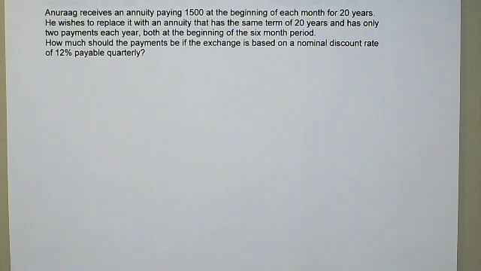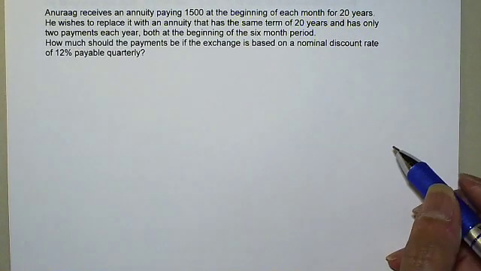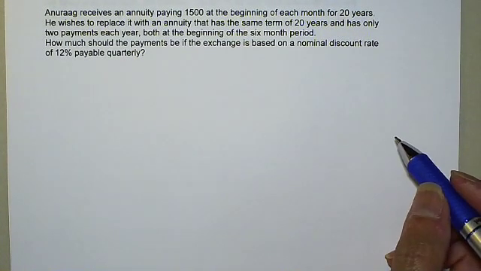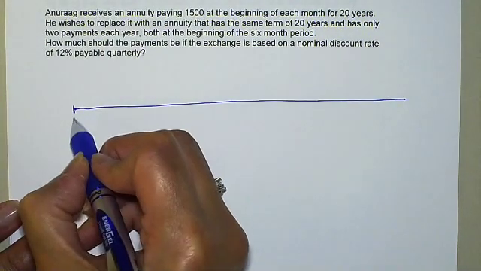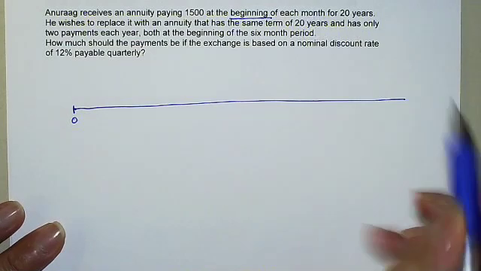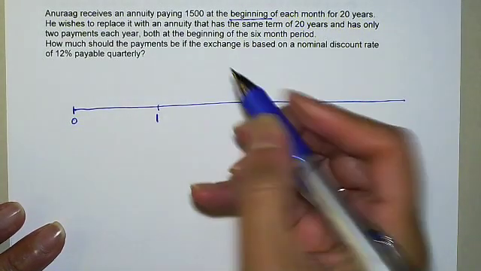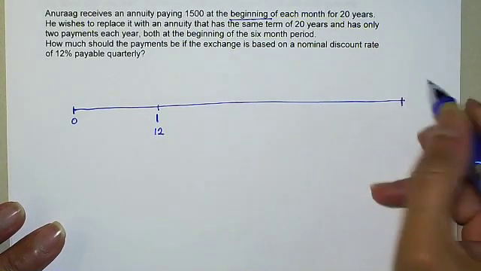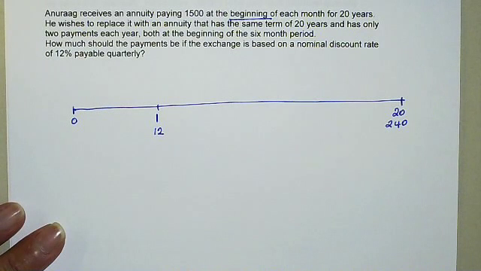I have Anurag. This is right out of your homework also. Only a little twist compared to your homework. Anurag receives an annuity paying $1,500 at the beginning of each month for 20 years. Okay. Beginning of each month. Beginning. So I'll call that year 1, month 12. This is year 20, month 240.